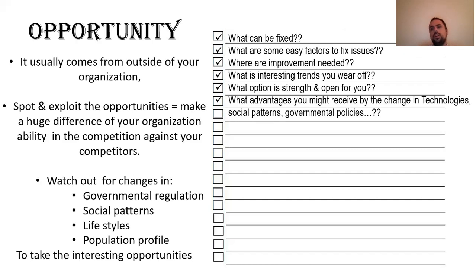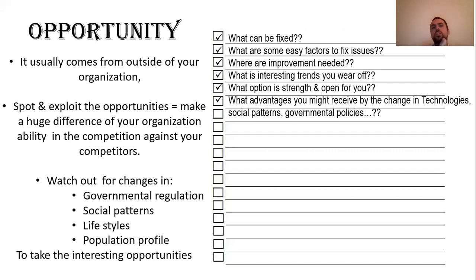So now we enter the second phase. It means external aspect. The first factor is opportunity. Please pay attention. Usually opportunity comes from outside. If we can discover and take the interest from the opportunities, we can make a huge difference from our competitors and improve our performance in the market.